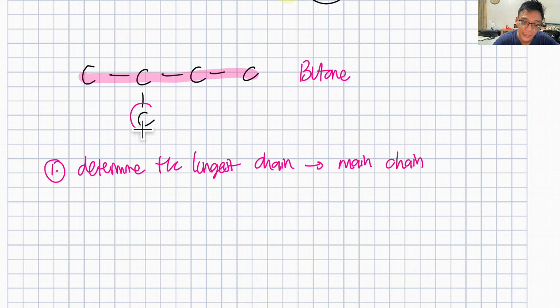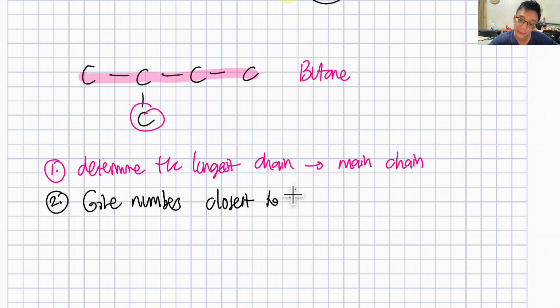But because it contains a branch here, we have to name it differently. We have to identify the branch. To identify the branch, we have to give numbers. To specify the location of the branch, give numbers closest to the branch. So we start from end to end, and the number should start from the carbon end that is closest to the branch. So we would start 1, 2, 3, and 4.